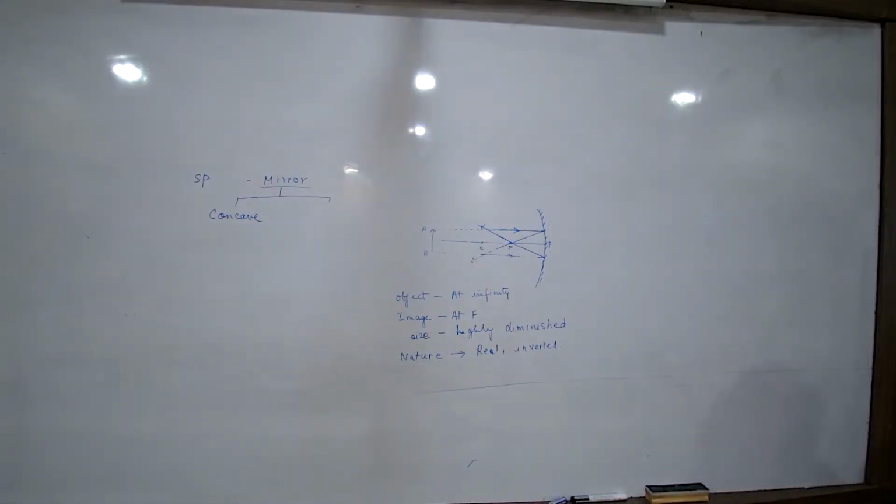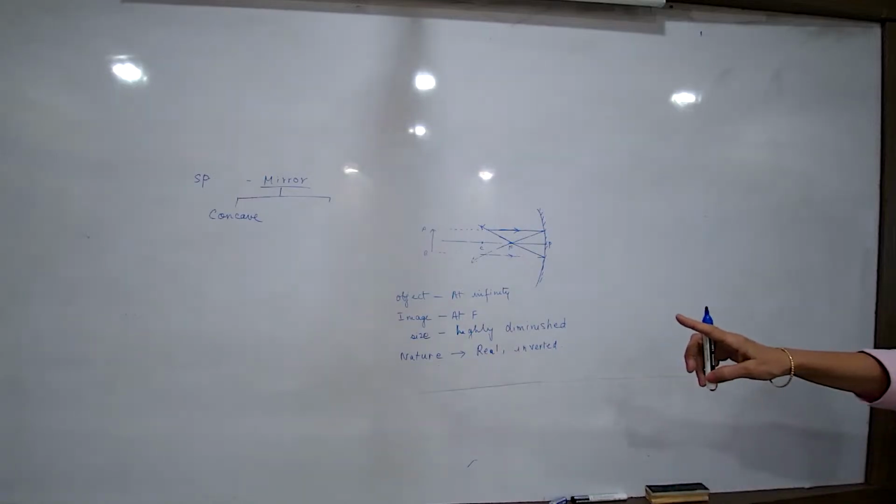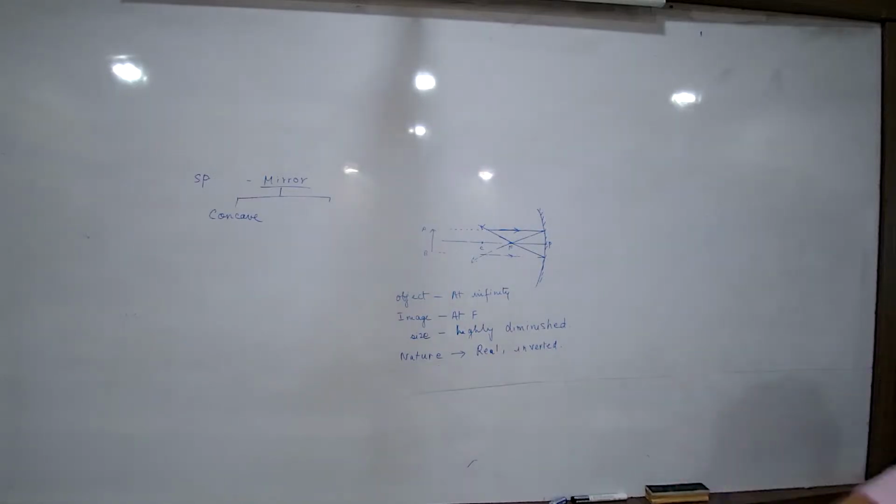Okay. There's a table here in the page behind. Did you see the first line? What is the first column? Position of the object. Where did we keep it? At infinity. Correct? Position of the image. Where did we find it? At focus. Okay.